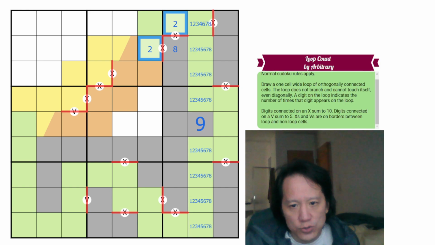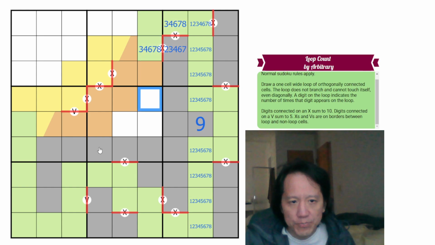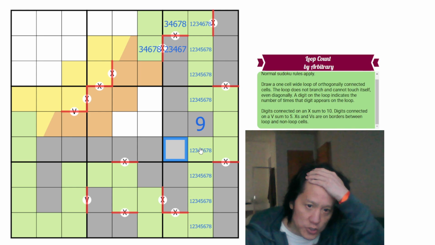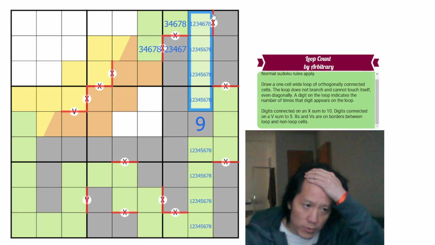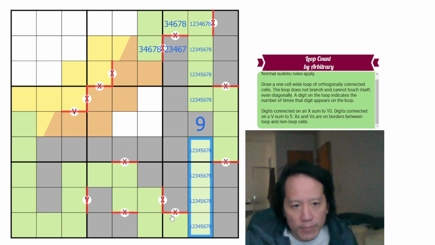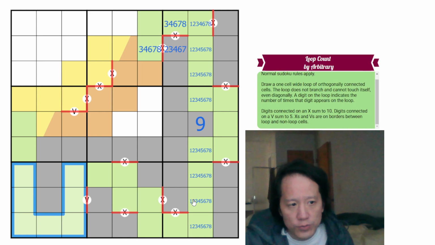So this can't be 2. This has to be at least 3. So 3, 4, 5, 6, 7, 8. So this is 2, 3, this can't be 8. 2, 3, 4, 5, 6, 7. It can't be 5, obviously, because it can't add up to V on the loop. So we know 1 and 2 are already here. Actually, one of each digit is already here, right? This cannot be 1, so this has to be 2 through 8.